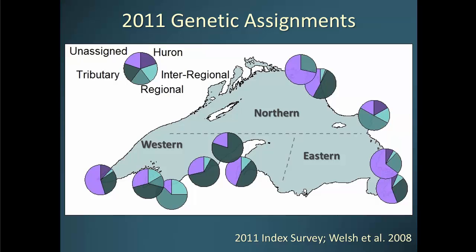One of the things that struck me most about this figure is the high proportion of unassigned fish. It was probably most evident on some of these Canadian tributaries. One of the explanations we came up with for why this could have happened is that some of the source populations along the Canadian shoreline haven't really been described very well as far as their genetics go. So we don't have a good baseline to compare some of these fish to.